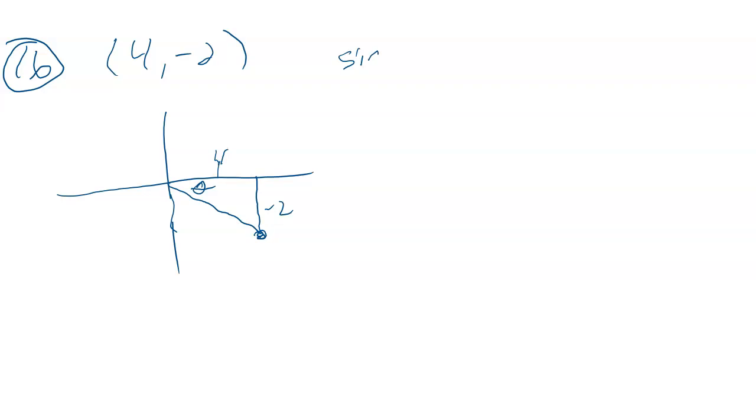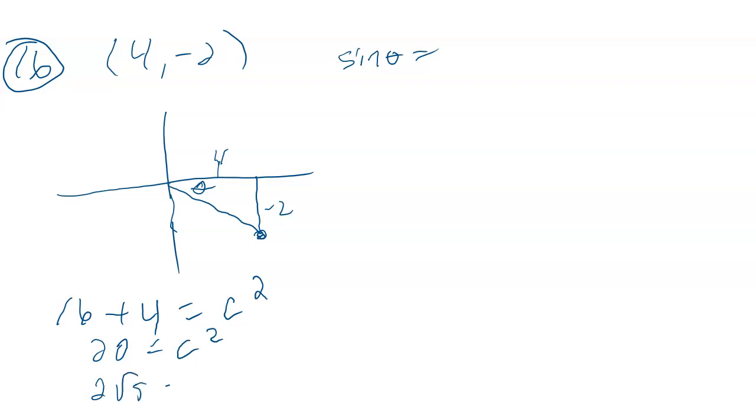And so we'll say sine of theta is equal to, now you have to find the hypotenuse. 16 plus 4 is equal to c squared. So I get 20 is equal to c squared. I take the square root, so I should get 2 rad 5 equals c. So this is 2 rad 5. Boom.